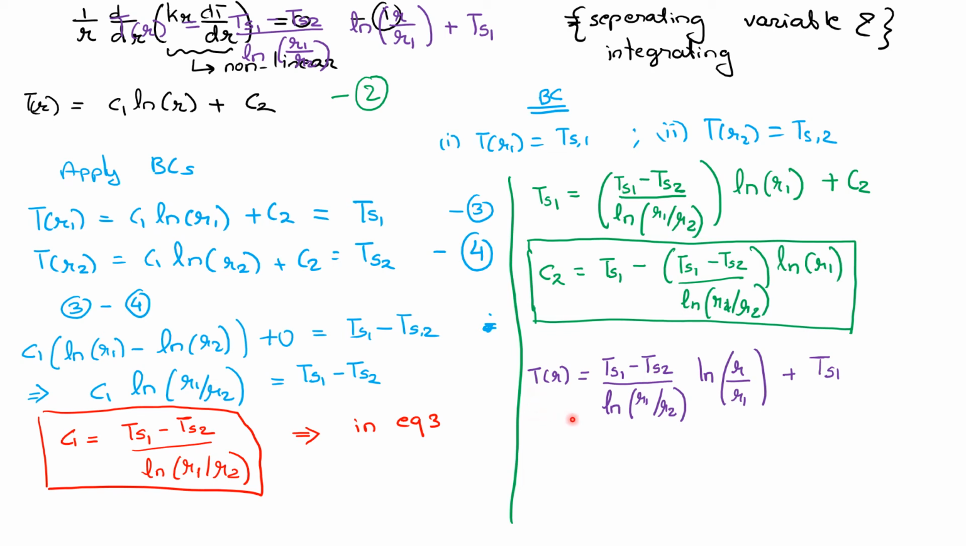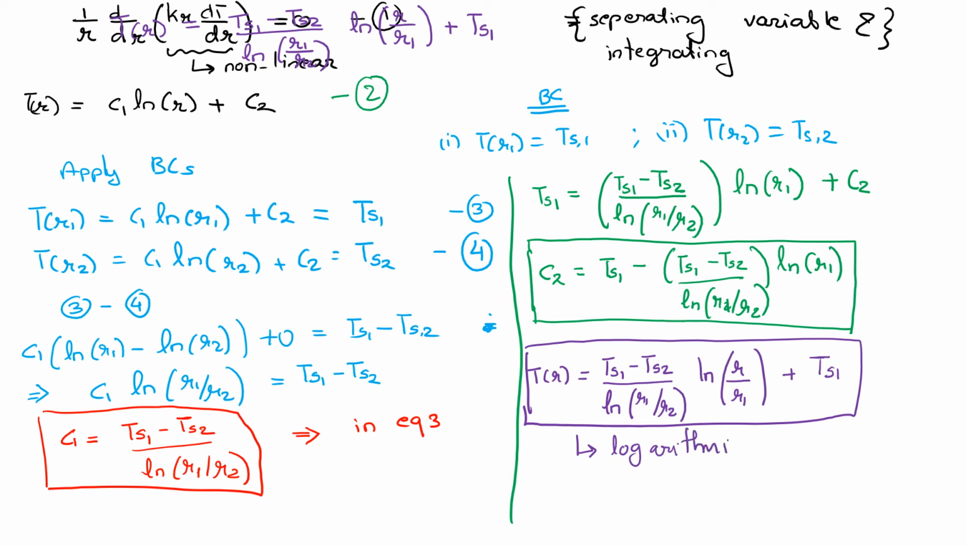So what I want you to do is make the substitution by yourself. Use the C1 and C2 that you've got here, substitute in 3 and see if you get this equation, and see what happens if you substitute C1 and C2 in equation 4 instead. You'll get a slightly different equation, but it will still be a correct equation and it will still check out. So please do that for yourself, and keep in mind that this is a logarithmic equation and it's non-linear, unlike the plane wall case.